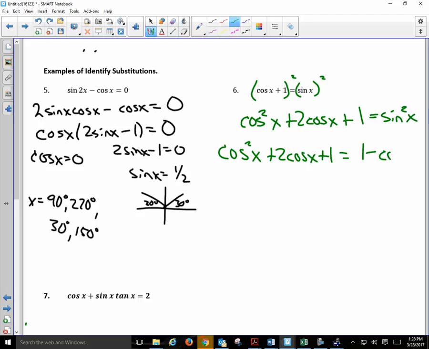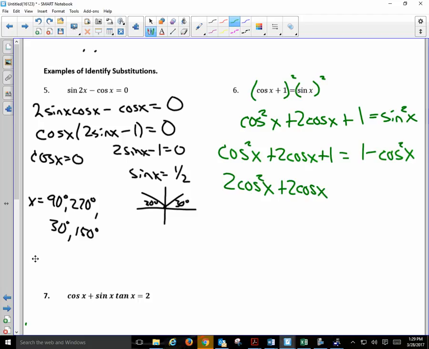How about 1 minus cosine squared? Can I do that? Remember that sine squared plus cosine squared is 1. So therefore, sine squared is 1 minus cosine squared. So now, if I add this negative cosine squared over, I get 2 cosine squared of x plus 2 cosine of x.